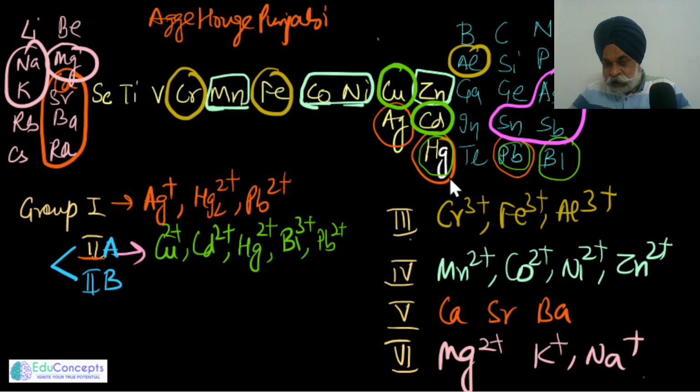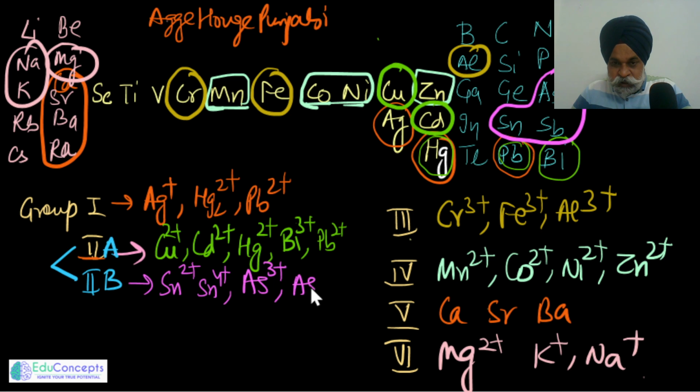These are the heavy metal cations of the P block which we are left with. These are Sn2+, Sn4+, As3+, As5+, and Bi5+. These are the species which we are left with here in group 2B.